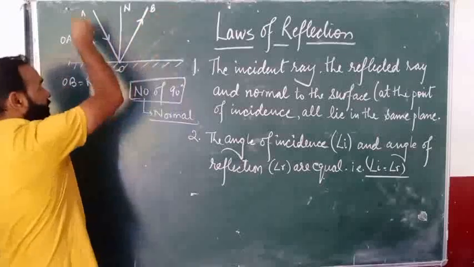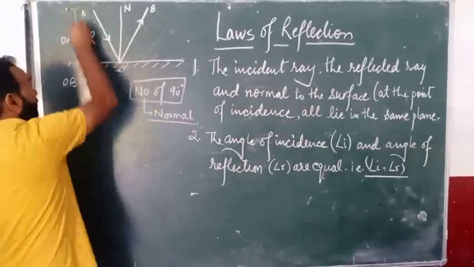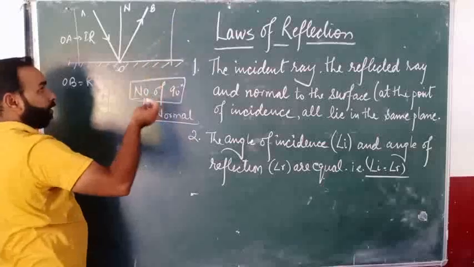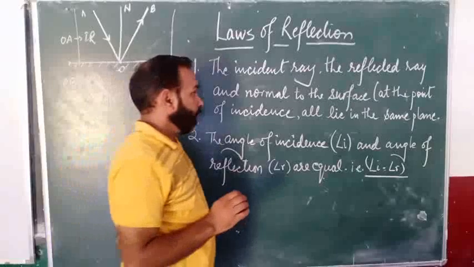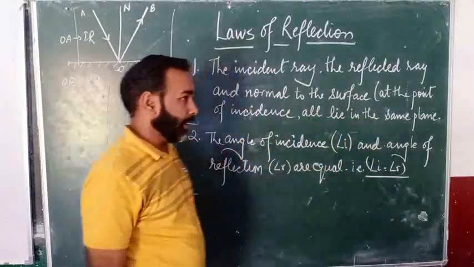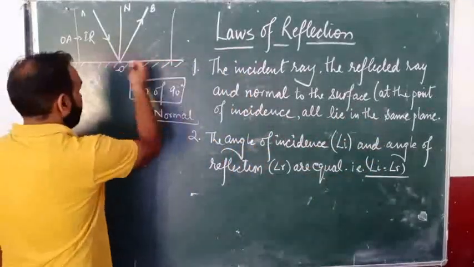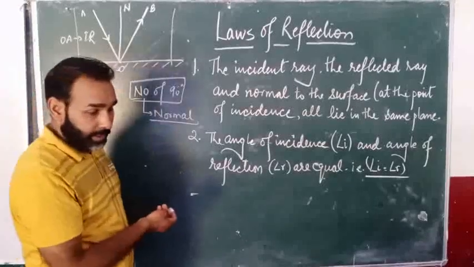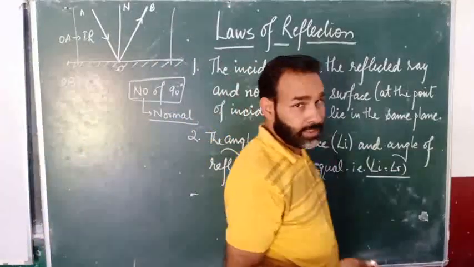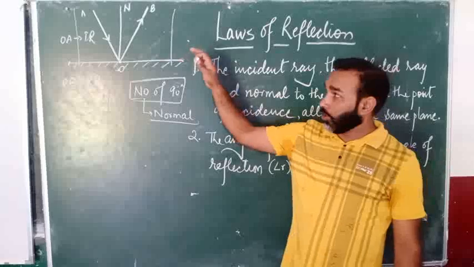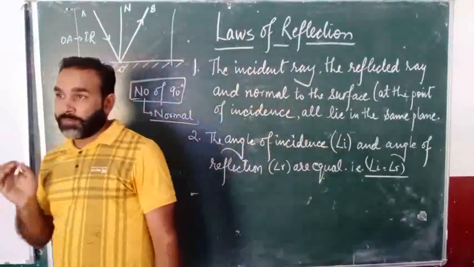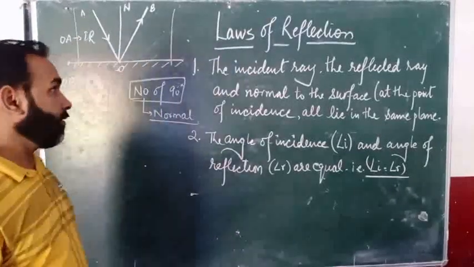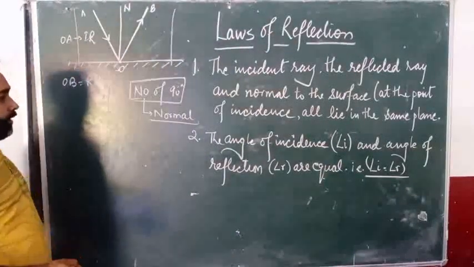कहीं और draw नहीं कर सकते. Normal आप यहाँ भी बना सकते हो, यहाँ भी बना सकते हो, but it has to be on the point of incidence. That is very important. They all lie in the same plane. They are not going out of the plane of the surface. They are all in the plane of the surface. So that means that is the first law. That is the incident ray, normal, and the reflected ray. They all lie in the same plane.